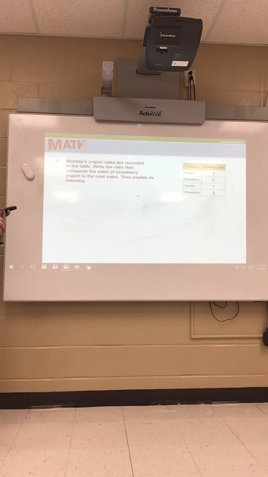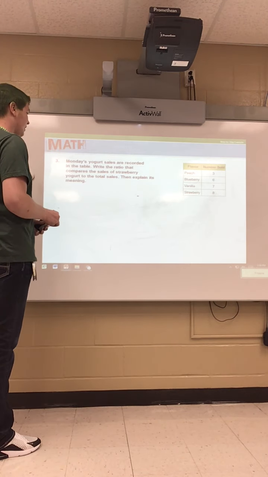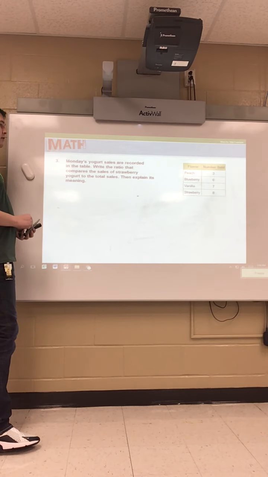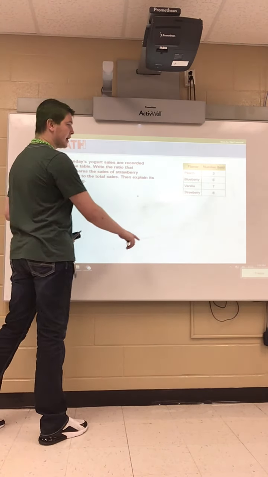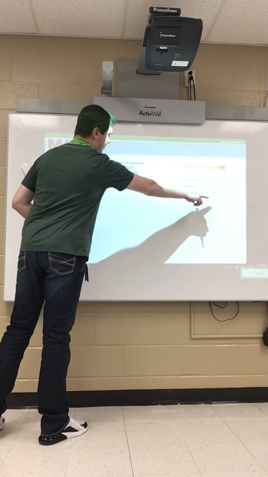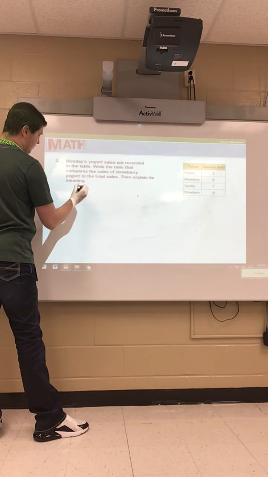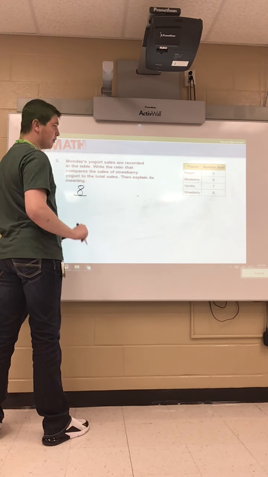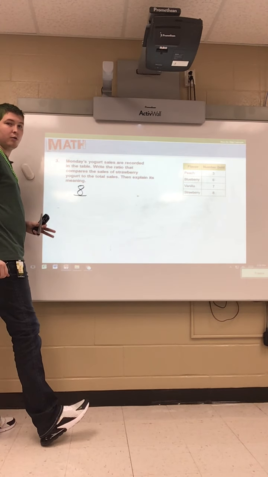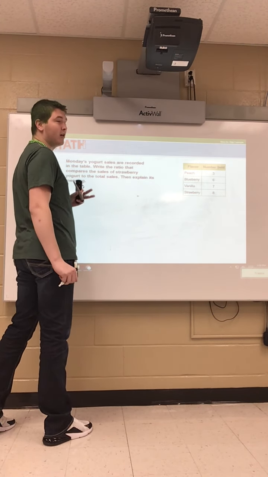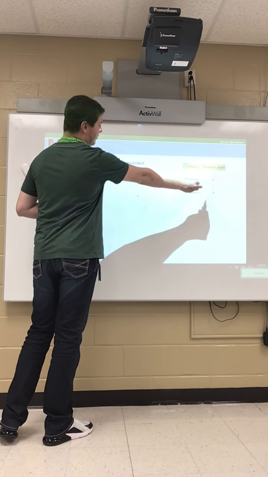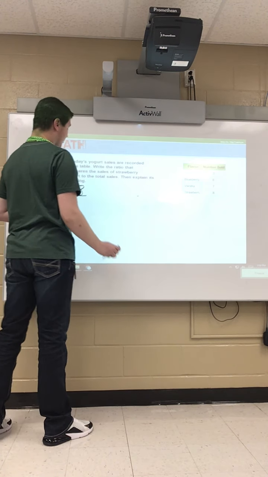Monday's yogurt sales are recorded in the table. Write the ratio that compares the sales of strawberry yogurt to the total sales, then explain its meaning. Okay, so the sales of strawberry yogurt, we can come right over here, find strawberry, 8. And it's going to be a ratio, so it's a fraction. Okay, and the total number, so we have to count up all the numbers sold. Okay, so 3 and 7 is 10, plus 6 is 16, 16 plus 8 is 24.